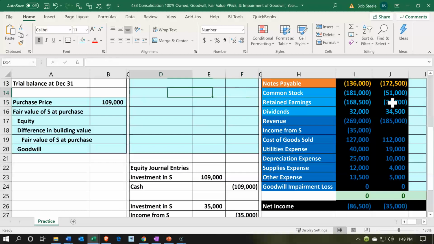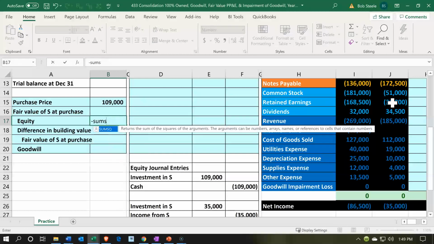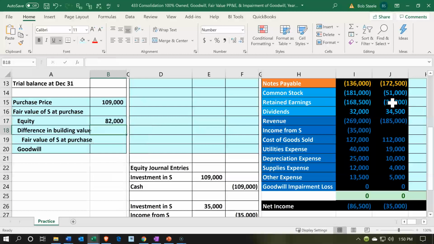In real life, you'd probably just pull the last year's trial balance. So I'm going to say, all right, well, that means that the book value last year was going to be the negative sum of, okay, I still didn't do it right. The negative sum of these two, common stock and retained earnings. All right, so there is that.